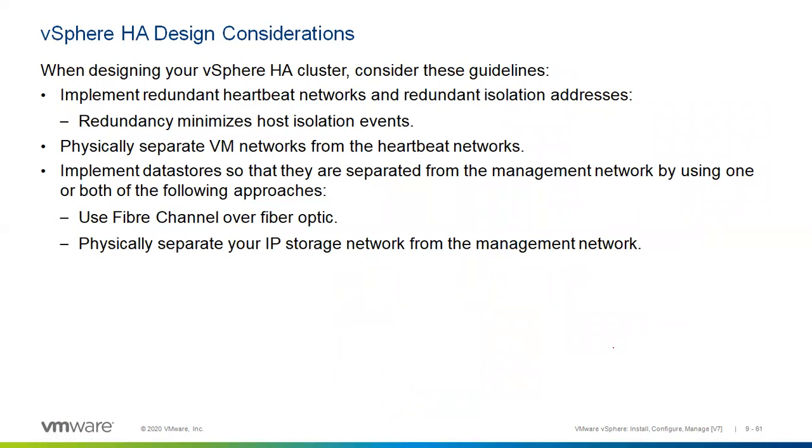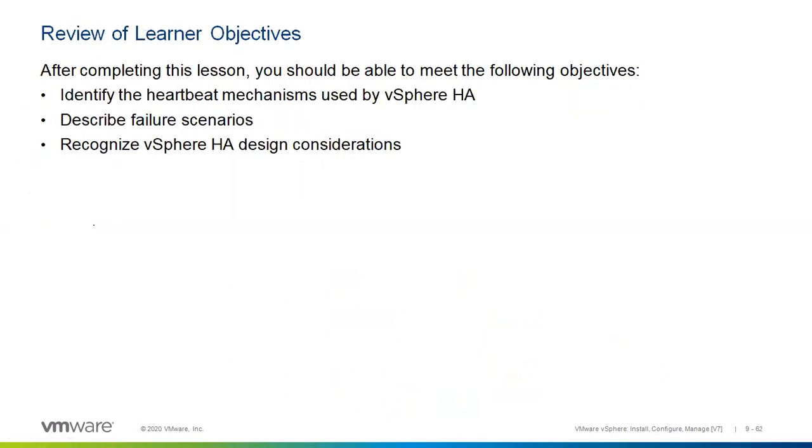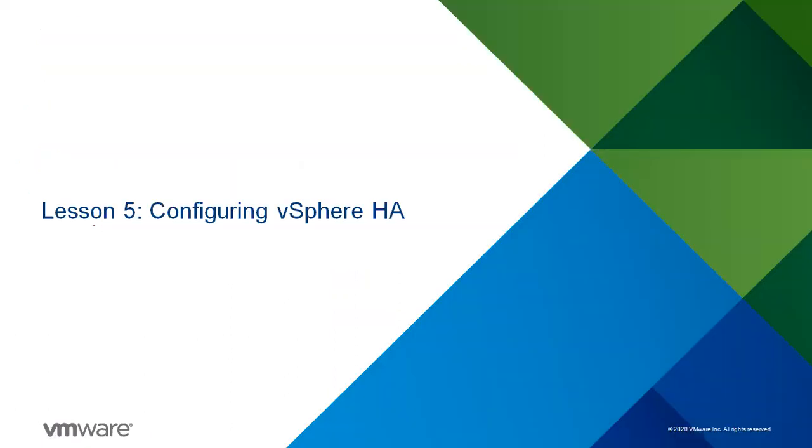All right. So again, we have to design our network, keep a redundant network, keep a physically separate network, keep a couple of datastores. Use fiber channel and keep the separate IP storage network that we have discussed multiple times. All right. That's the purpose of this lesson.